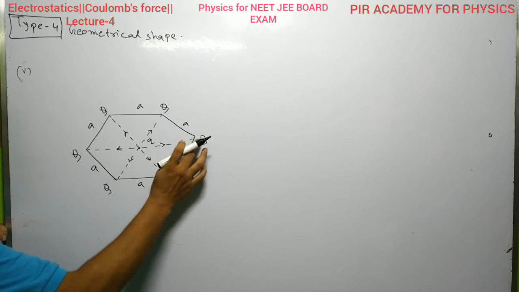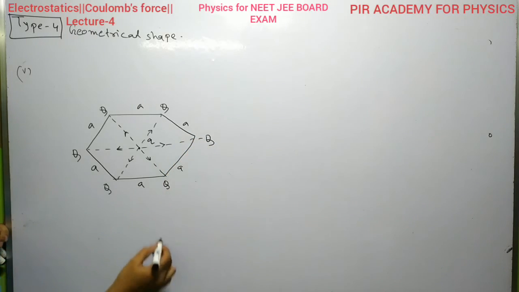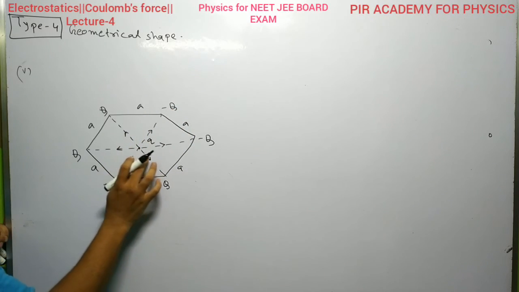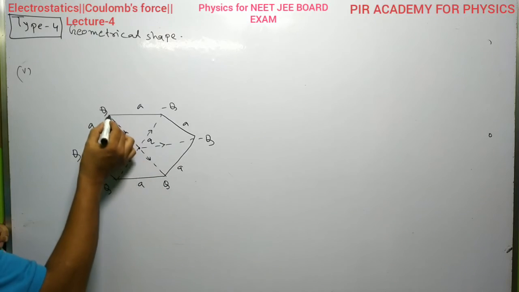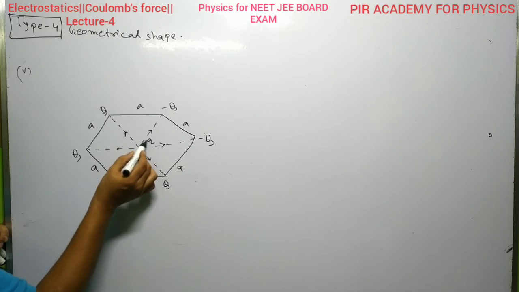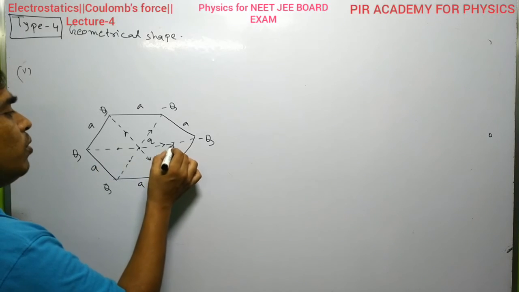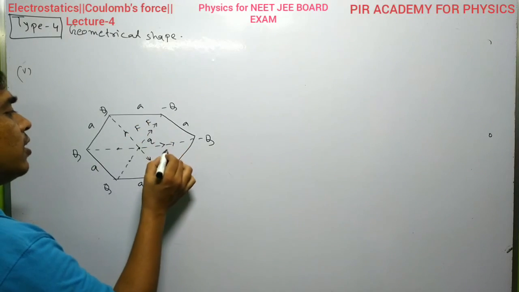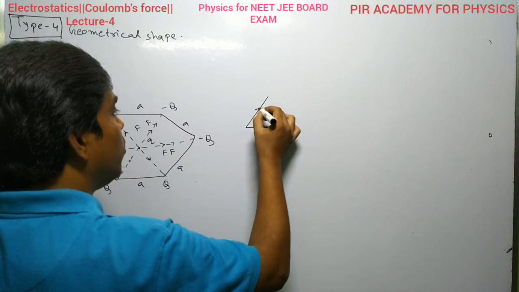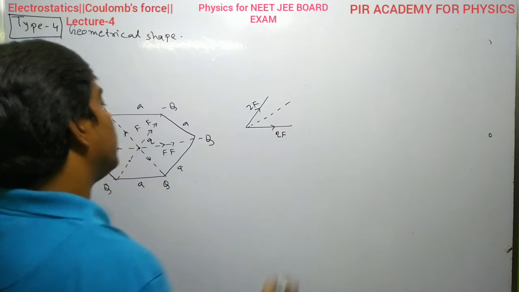Now if this charge is minus and this charge is minus, then what happens? In this condition these two charges repel, and so the forces on Q cancel out in direction. But in this condition the forces from these charges are in the same direction. You can easily calculate the total force. It will be 2F along this direction. You have to find the resultant.